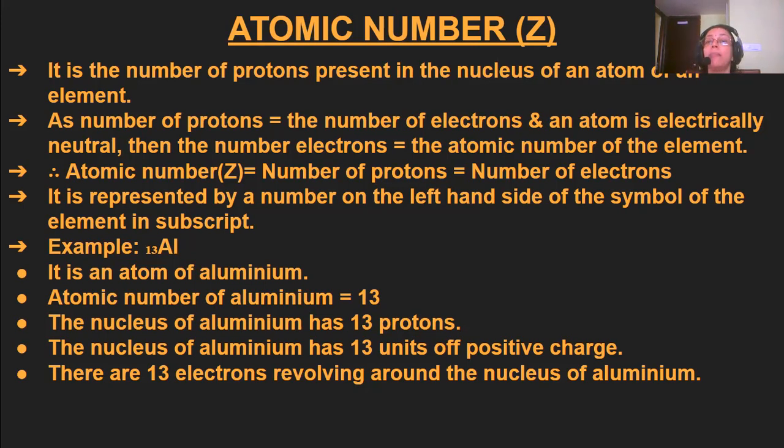It is represented by a number on the left hand side of the symbol. If you write the symbol for aluminium, Al, the number is 13, written on the left hand side at the bottom as a subscript. So it is an atom of aluminium. The atomic number of aluminium is 13, and the nucleus of aluminium has 13 protons, that is 13 units of positive charge. There are 13 electrons revolving around the nucleus of an aluminium atom.